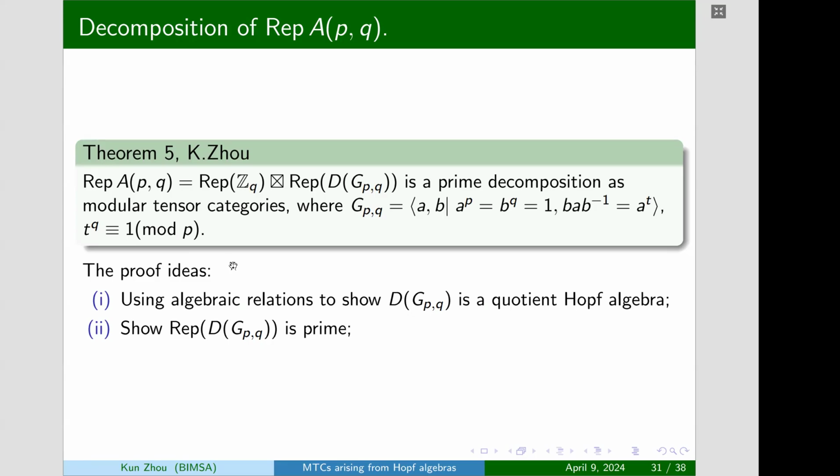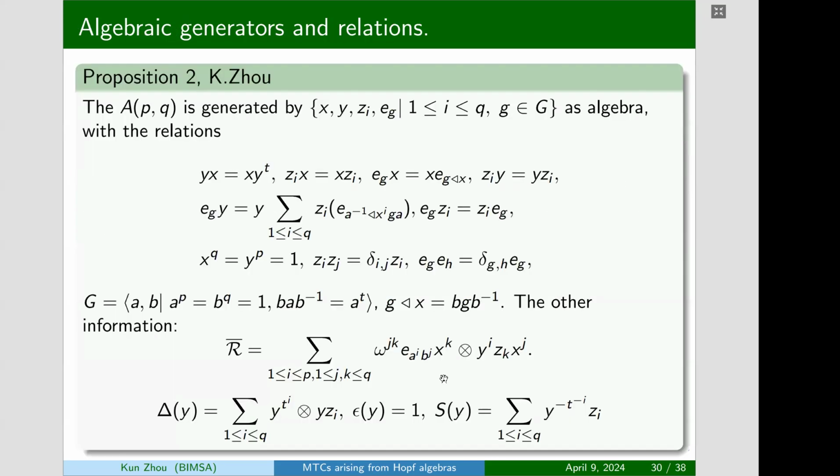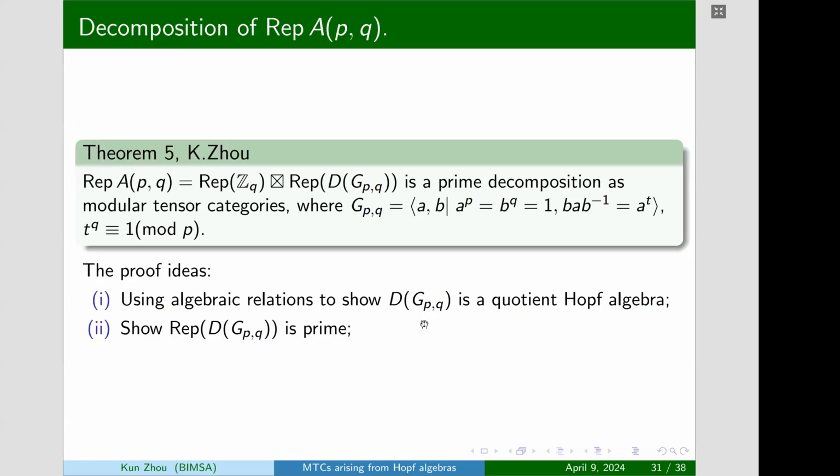The main proof has two parts. The first part is to use algebraic relations to show that the quantum double of DGPQ is actually a quotient Hopf algebra. Moreover, from the R matrix given by this form, we know that the induced R matrix of DPQ is actually a factorizable Hopf algebra. So we can use Liebler's result to obtain this result.